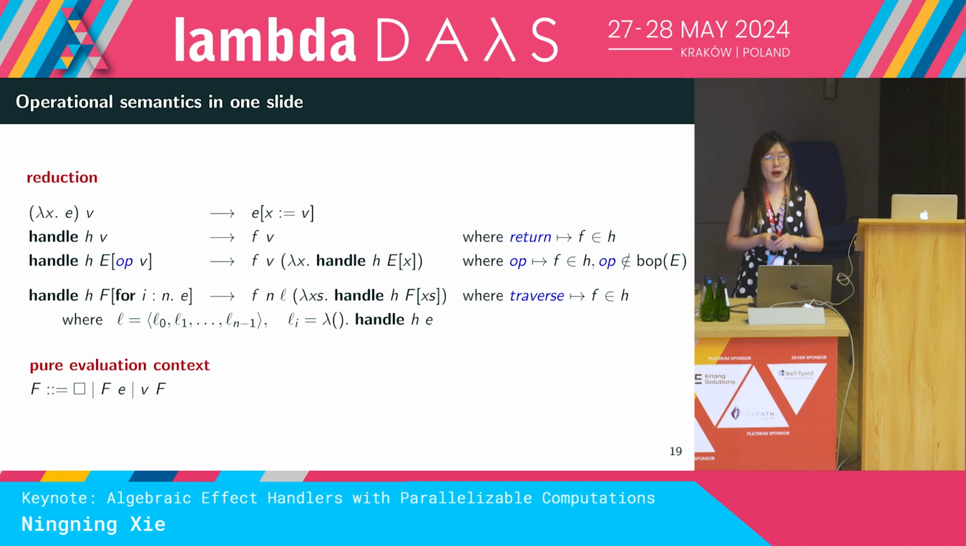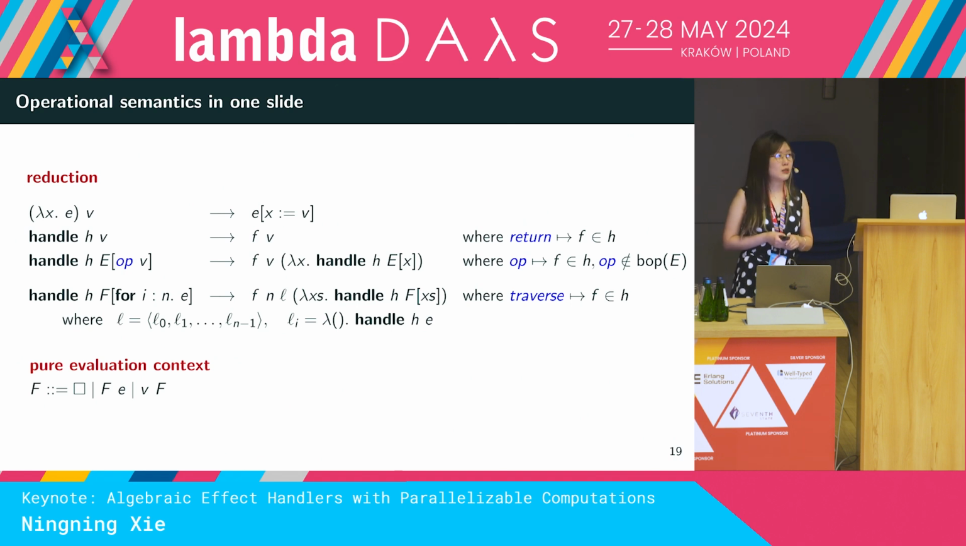And in our system, every handler has to handle the traverse clause. So in this case, h is the innermost handler. This is expressed by the fact that we use the pure evaluation context f instead of the evaluation context e. And we don't have the condition that op is not handled by the b-op of the evaluation context, because it's always the innermost handler. And we use the innermost handler to handle this for expression by getting out the traverse clause from this handler, in this case f.